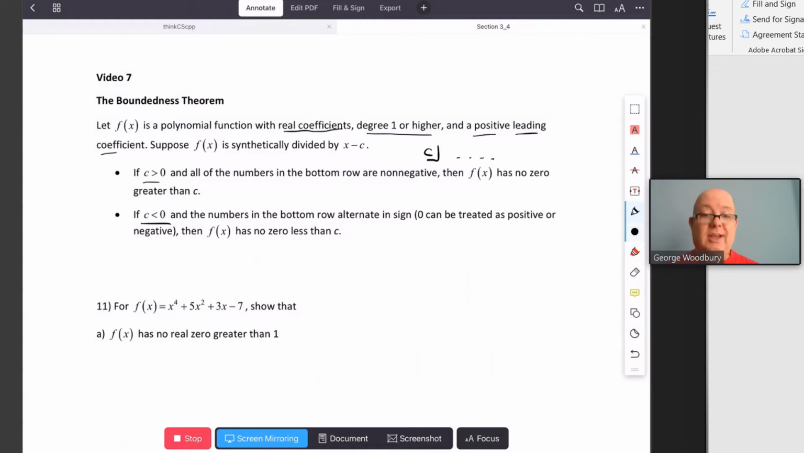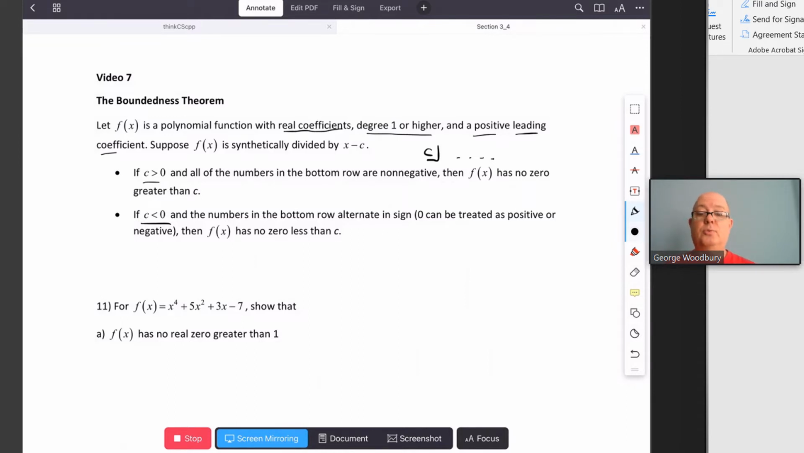If c is less than 0, if c is negative, and the numbers in the bottom row alternate signs, including 0, which could be treated as either positive or negative, then we know that f of x has no 0 that's less than that number. So it's a way of eliminating positive roots above a certain number or negative roots below a certain number.